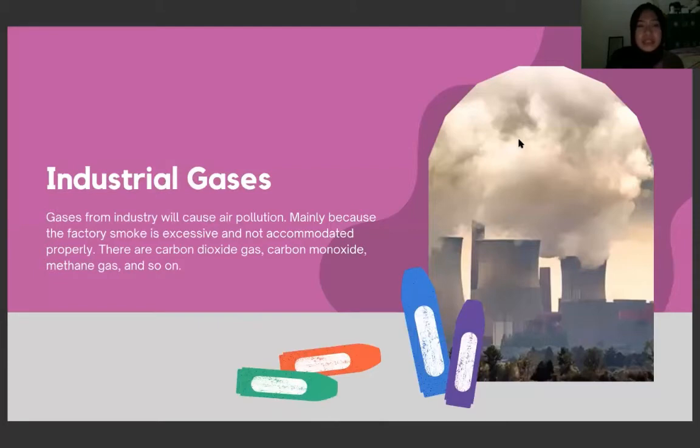And the next is industrial gases or pollution. Gases from industry will cause air pollution, mainly because the factory smoke is excessive and not accommodated properly. There are carbon dioxide gas, carbon monoxide gas, methane gas, and so on.